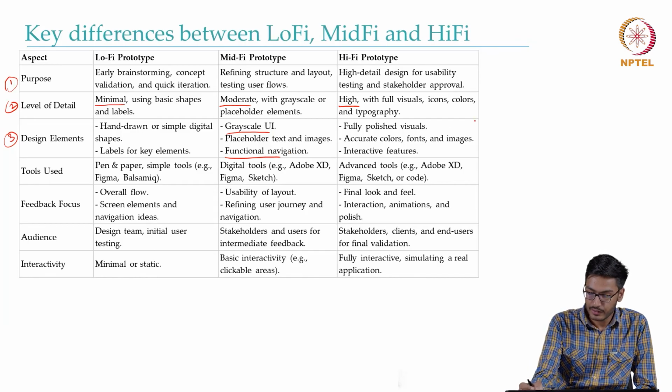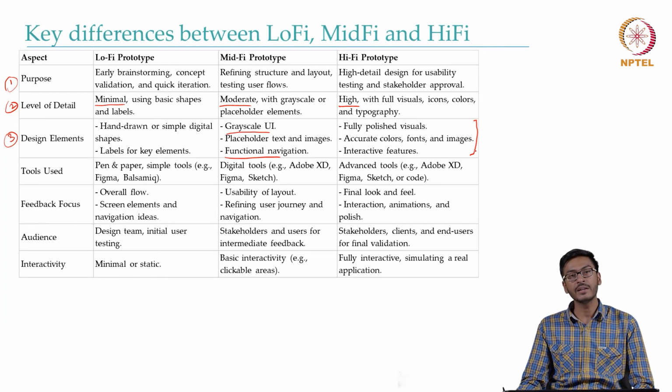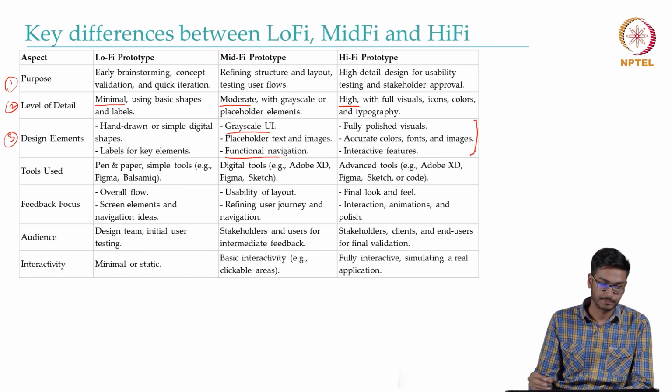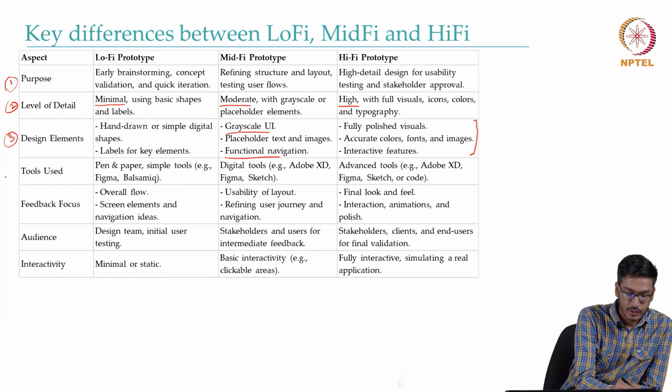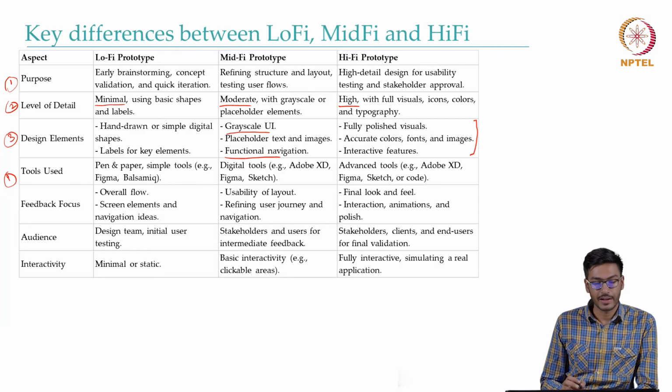In a hi-fi, all the visuals are fully polished, the colors are accurate, and the fonts and images are inserted as per the final product. And the product has all the interactive features that the final product is going to look at. Now we need to look at the tools which are used to make lo-fi, mid-fi, and hi-fi.